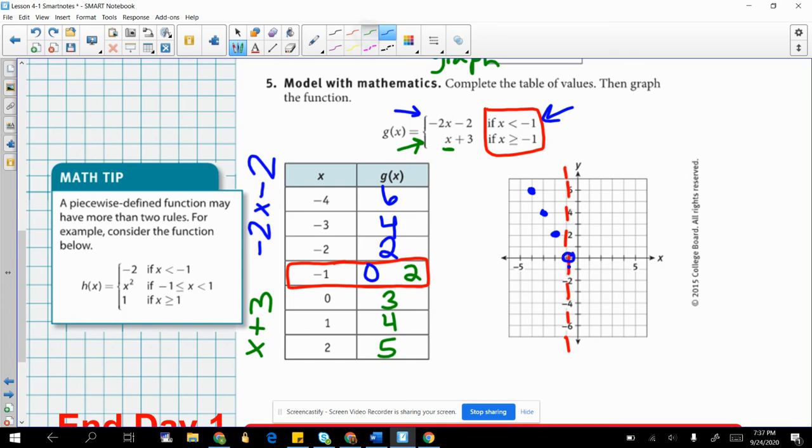Okay, then let's go ahead and use green and do the other one. So -1, 2. That should be a closed circle because we're looking here. So we got a closed circle. And then 0, 3, 1, 4, and 2, 5. And we draw our line, and we draw our other line, and that is what your piecewise defined function looks like.